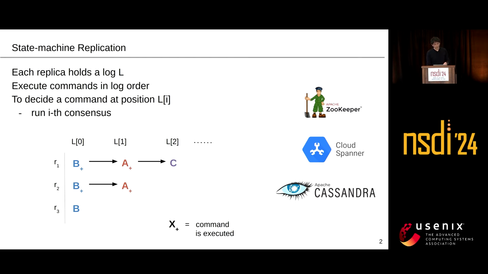So for instance, in the example on the slide, we have three replicas, R1, R2, and R3, and three commands A, B, C. The order in which they are going to be executed is B, then A, then C. And replica 1 has already executed B and A, and it is about to execute C. This approach is implemented in many distributed systems, such as Zookeeper, Spanner, and Apache Cassandra.